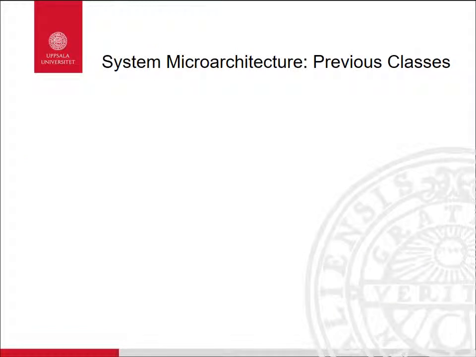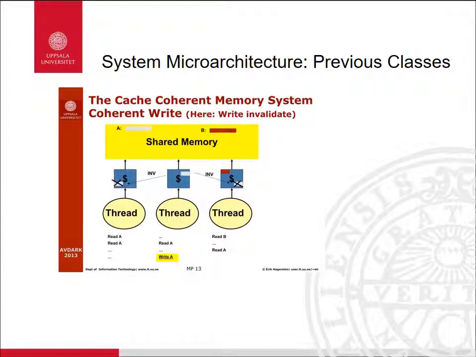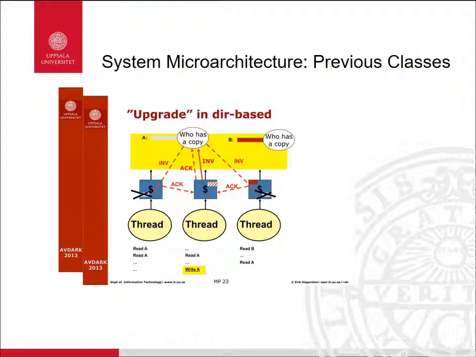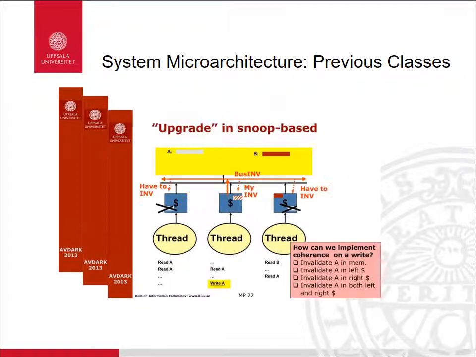You have studied memory systems extensively in previous classes. You have seen cache-coherent shared memory systems, and you saw two different ways to implement cache coherence. The first one was directory-based coherence, where we have a directory that tells us where the data currently lives, and snoop-based coherence, where we basically snoop all possible caches to find out where the data is. Both systems have different pros and cons.